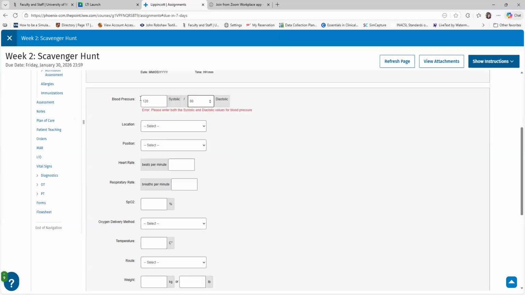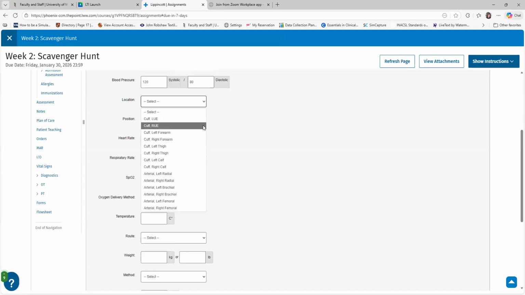Now, one of the things that's important as you're taking your blood pressures, we want to know the location. So this refers to cuff, left upper extremity. So if you took it in their left arm, cuff, blood pressure cuff, right upper extremity, and it goes all the way down. So Professor Nuttycombe, where did you take your blood pressure? I'm not sure. Dr. Schaefer, you can just give it to me. All right, let's say we took it in the right upper extremity.